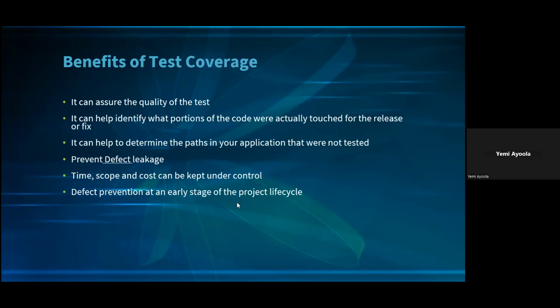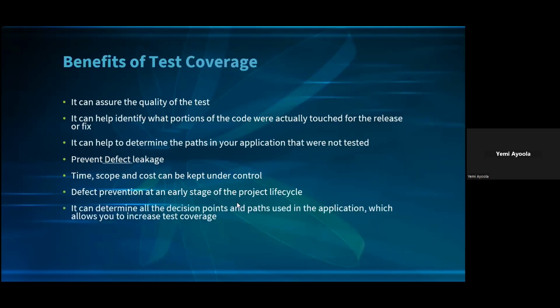Also, defect prevention at an early stage of the project lifecycle. Of course, when we know about the defect coverage, by the time you're running it through, someone else is looking at it in peer review with you, and you all can even find bugs prior to the execution or even implementation of the application. So these are the essence of test coverage. We can know things that are missing before then. It can determine all the decision points and paths used in the application, which allows you to increase test coverage.